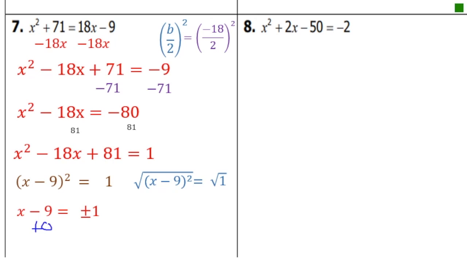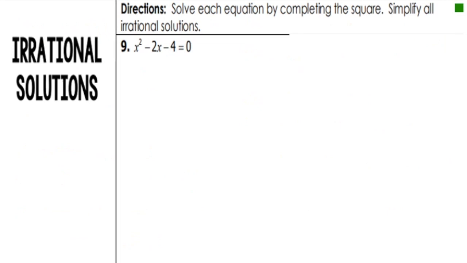Inverse operation, I need to add 9 to both sides. So I end up with 9 plus or minus 1. What is 9 plus 1? What is 9 minus 1? We get 10 and 8.